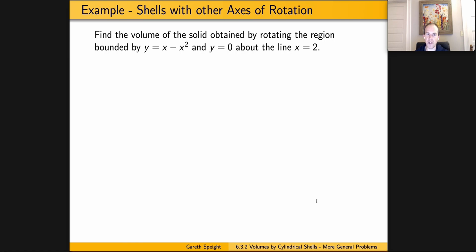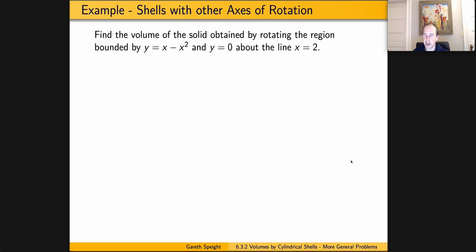Okay, so let's see one more example. So we know how to now cover rotating about the x-axis or rotating about the y-axis using either sections or shells. Let's see how to use shells if we rotate around a different line. So let's find the volume of the solid that we obtain if we rotate the region bounded by y equals x minus x squared and y equals 0, about not the x or y axis, but now about the line x equals 2.